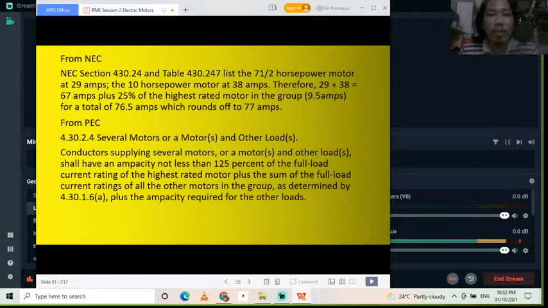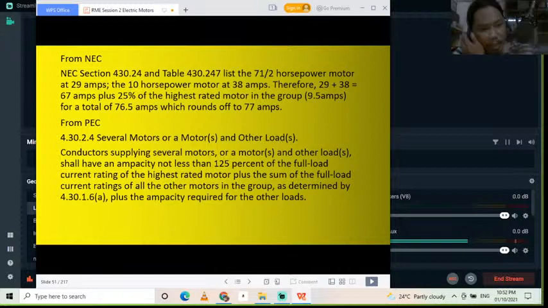So yung ating highest rated motor, yun po yung 38. I-multiply po natin siya ng 25%. So nakuha natin yung 9.5 amperes for a total of 76.5 amps, which rounds up to 77 amps. So ganun po yun.